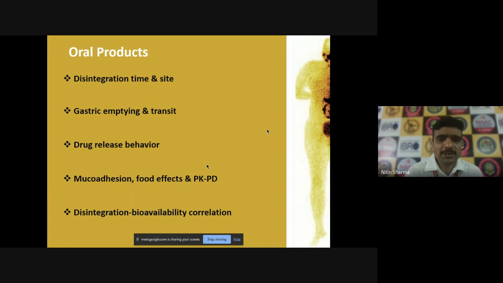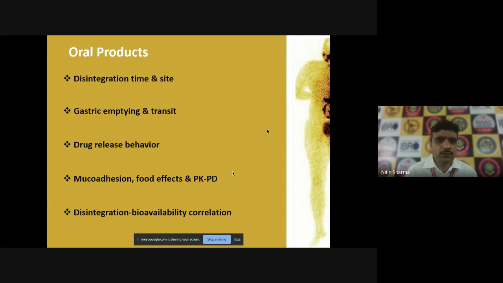Similarly, we can determine the gastric emptying rate, at which rate my product is traveling inside the GIT, and the drug release behavior. Suppose I am preparing a GRDDS, gastroretentive drug delivery system, in that case there is an approach of mucoadhesion. So whether my prepared formulation is adhering at a particular site or location, we can determine, or how long my formulation is adhering to the biological membrane, we can determine.